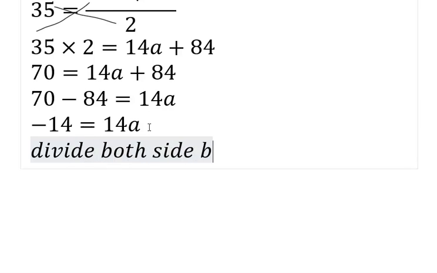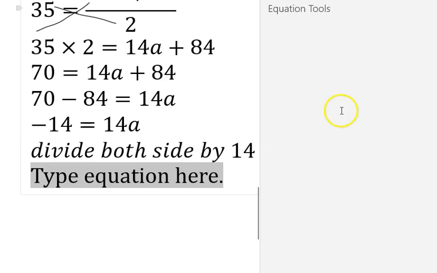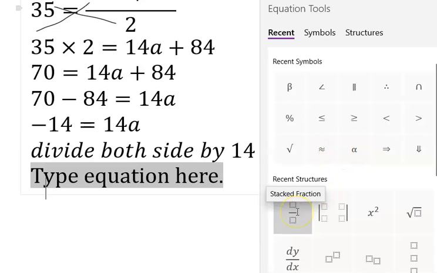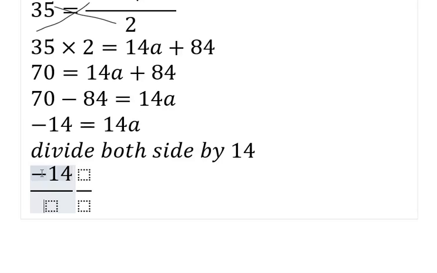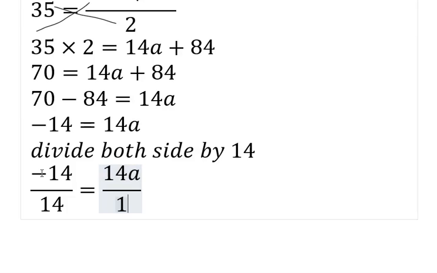Divide both sides by 14. Awesome. So let's get the template. So here we have our minus 14 that is here. We are dividing here by what? 14. Here we have 14a. We are dividing both sides by what? By 14, such that this 14 can cancel this 14.